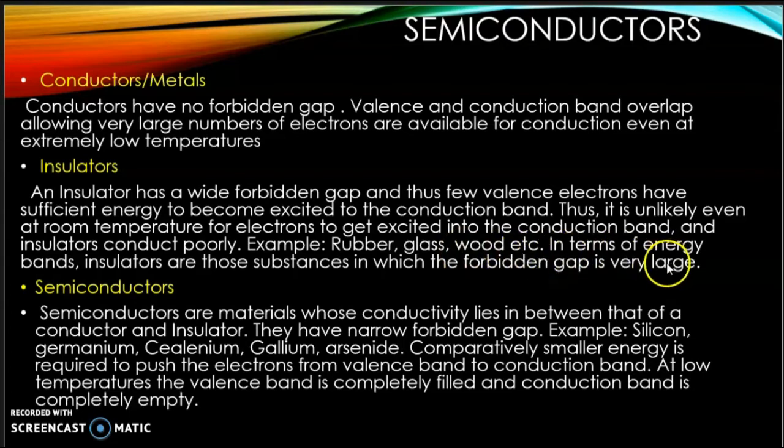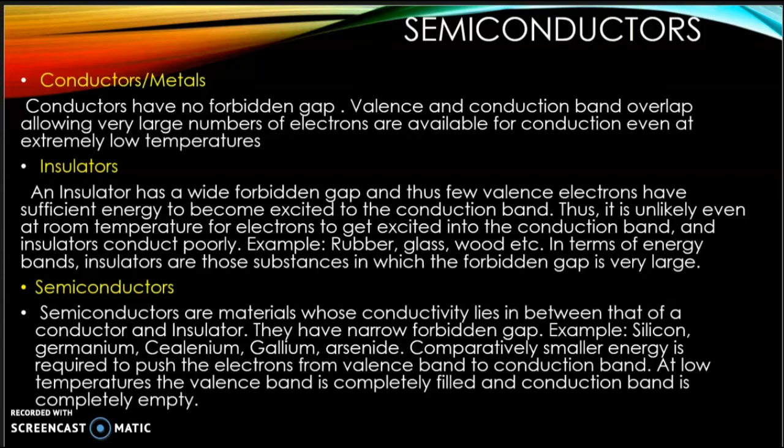In terms of energy band, insulators are those substances in which their forbidden gap is very large. So now let's see the semiconductors. Semiconductors are materials whose conductivity lies in between that of a conductor and an insulator. They have a narrow forbidden gap. Examples of these semiconductors are silicon, germanium, selenium, and gallium arsenide.